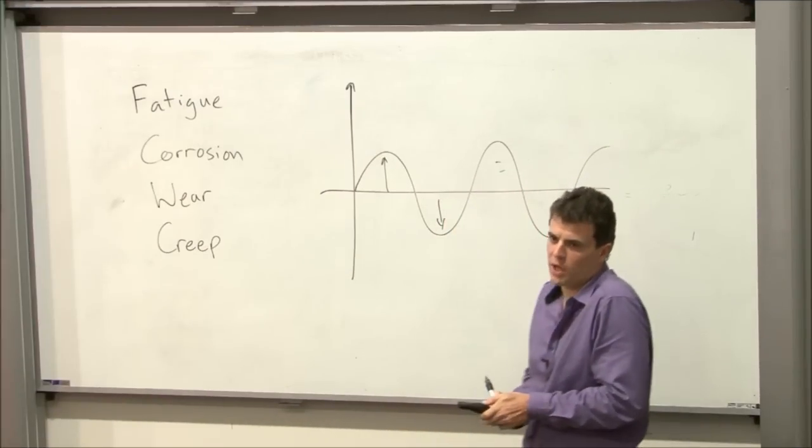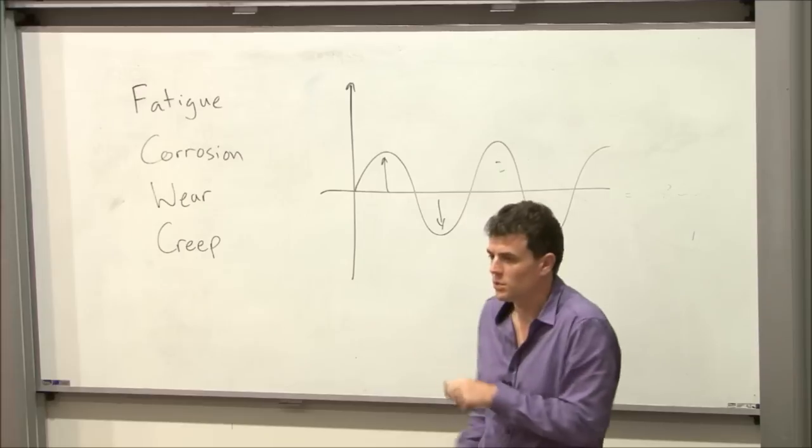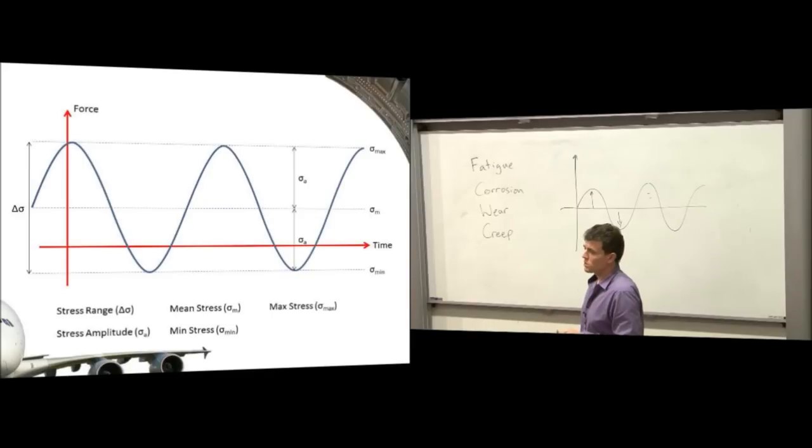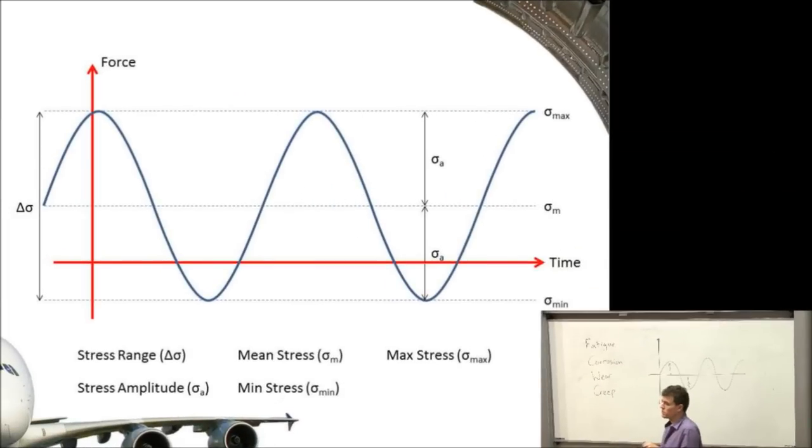That's not always the case. If we have a sinusoidal load, there's nothing that says that the mean has to be 0. The mean can be anywhere. So we define a few parameters that we'll talk about. Stress range is the peak to peak stress. The stress amplitude is the amplitude of the wave. The mean stress is the mean of the sine wave. And max and min are the max and min. But these are not magnitudes. They're maximum on a number line and minimum on a number line. So the maximum is positive, and the minimum doesn't have to be positive. It can be positive or negative, but it's the one that's lowest on a number line.